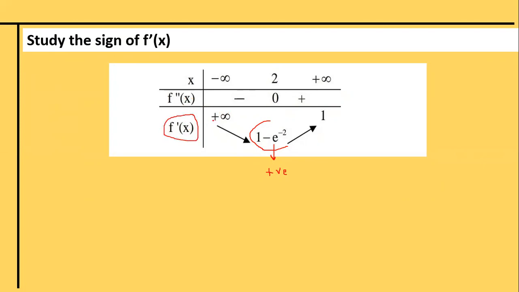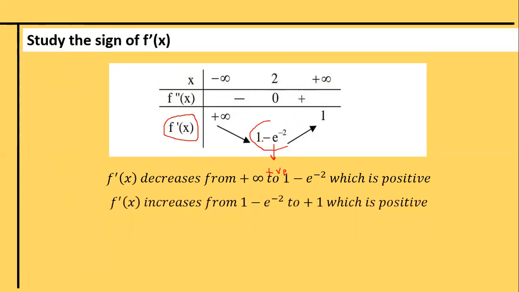f prime x is decreasing from plus infinity to a positive value. Thus, f prime x is positive. Then it increases from 1 minus e to the power minus 2 to plus 1, which is also positive. So we can conclude by referring to the table of variation that f prime x is always positive.